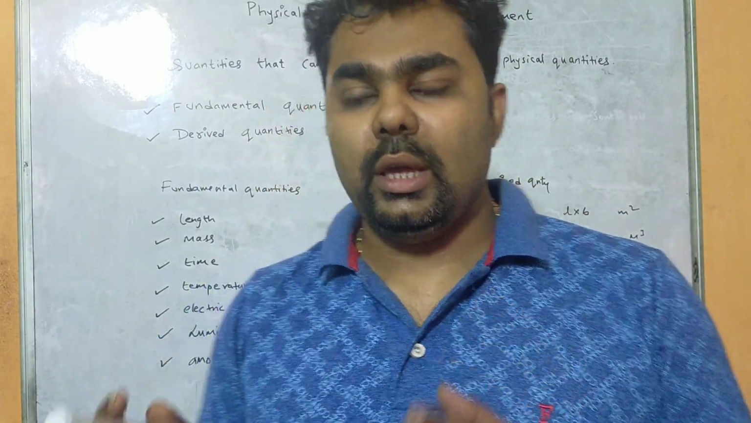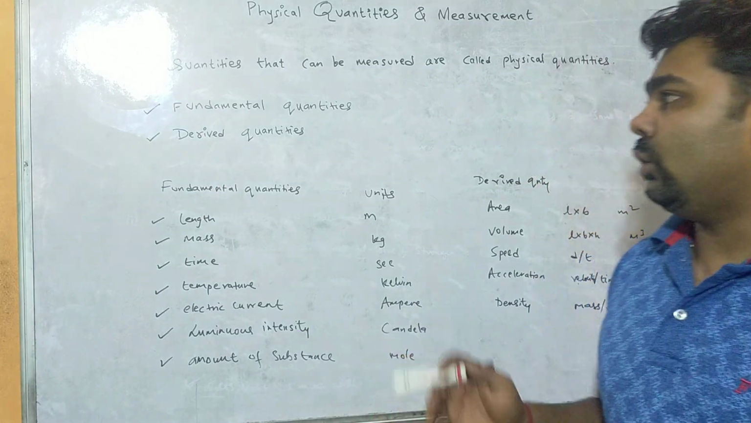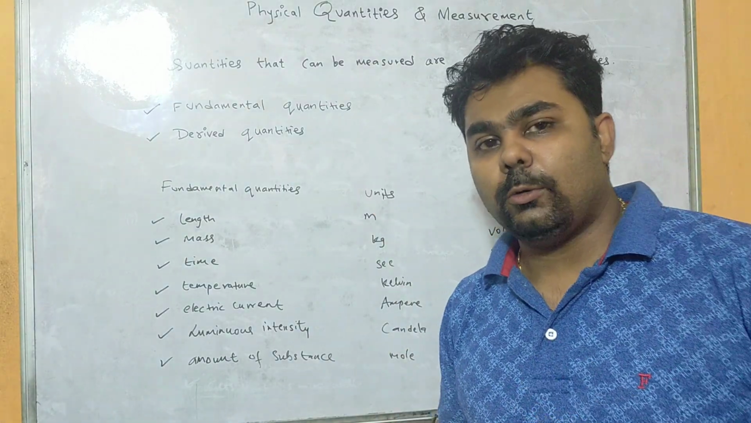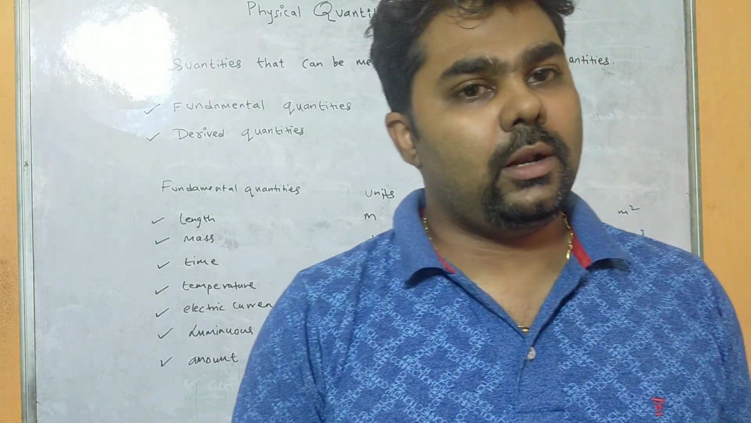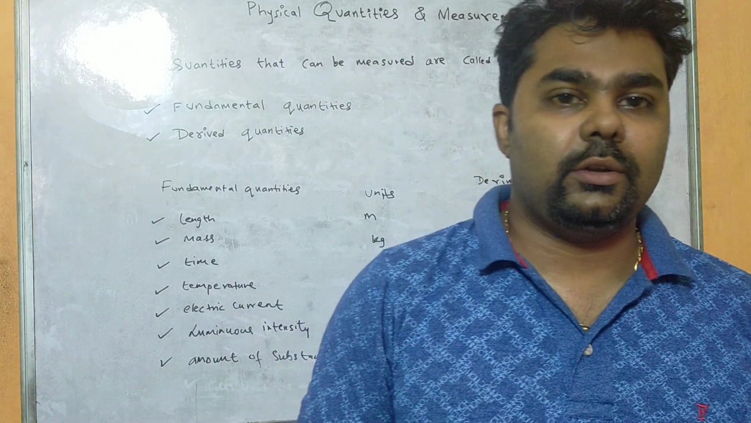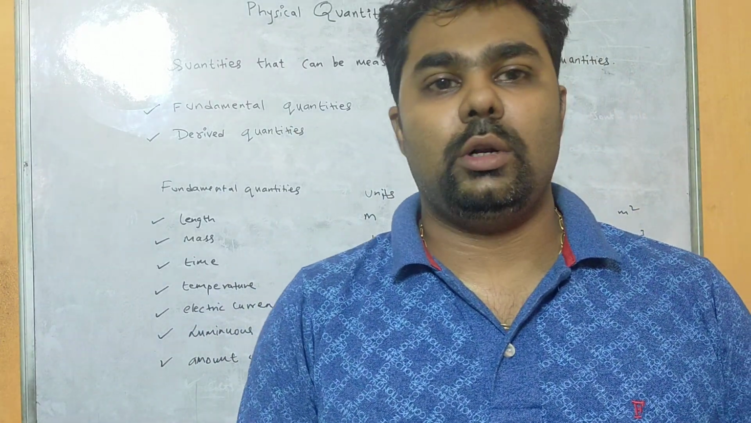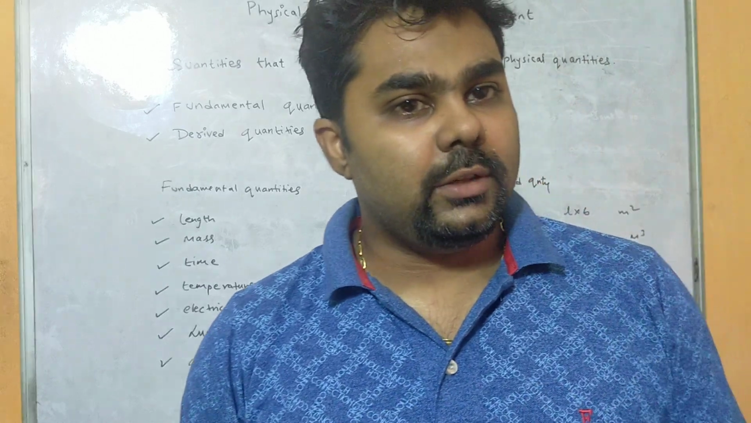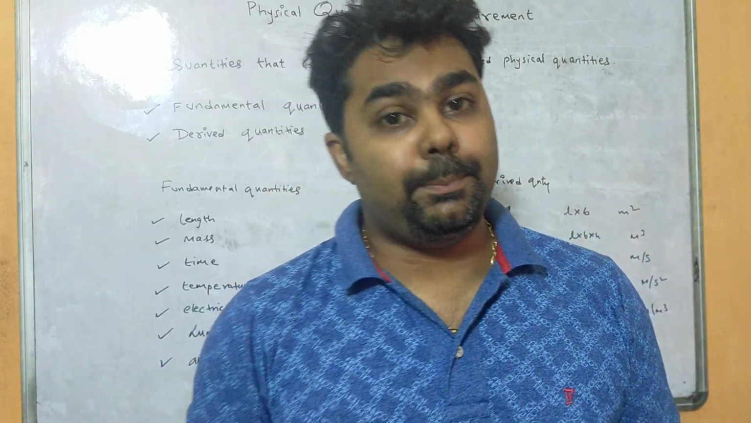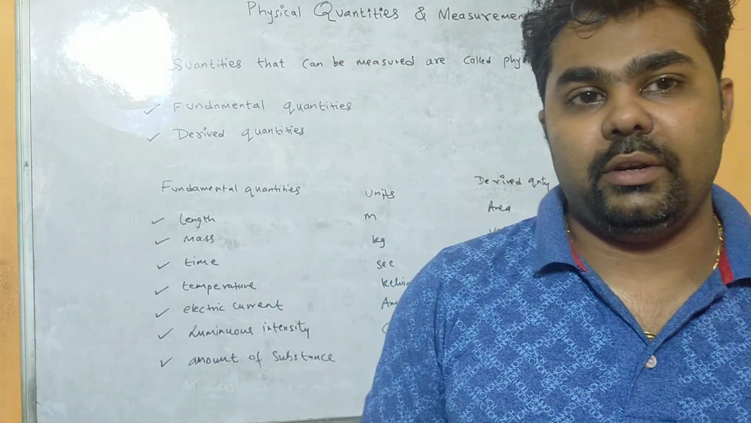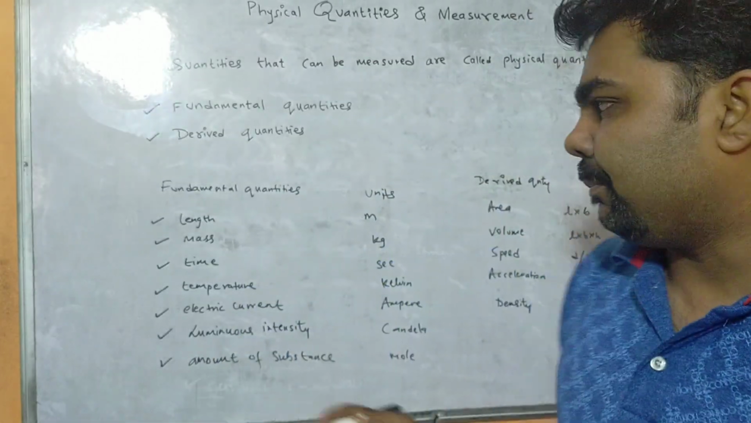In this chapter we will see there are two kinds of quantities, fundamental quantities and derived quantities. Physical quantities can be classified into fundamental and derived. Fundamental quantities are those quantities which don't depend on other quantities, and derived quantities are those quantities which depend upon fundamental quantities. We'll understand this definition with the help of examples.